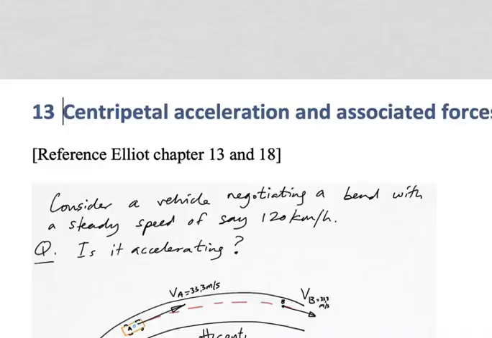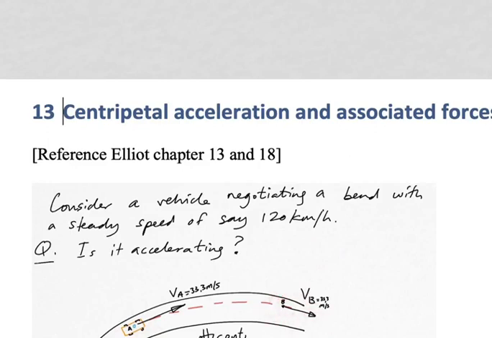Let's start this section with a question. And that question is, if you consider this vehicle traveling along this road, which is curving to the right, and the vehicle is initially at point A and later at point B, is the vehicle accelerating despite traveling at a steady speed of, let's say, 120 kilometers an hour? In other words, the speedometer of the vehicle reads 120 kilometers an hour when it's here, and it still reads 120 kilometers an hour when it reaches this point over here.